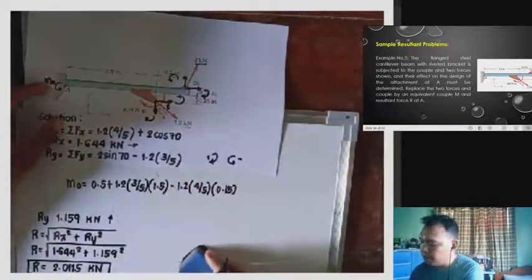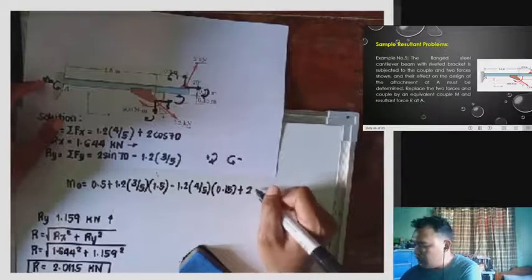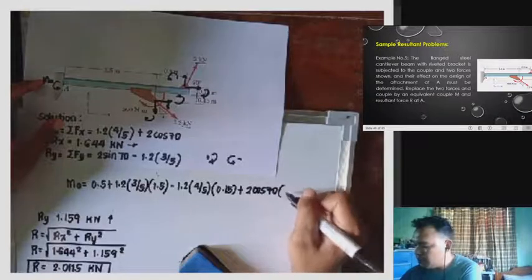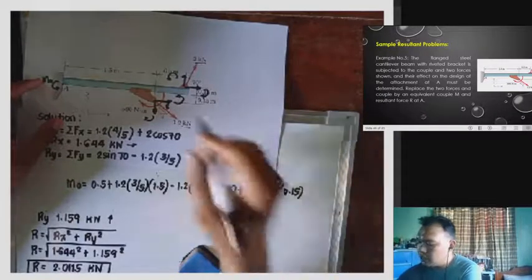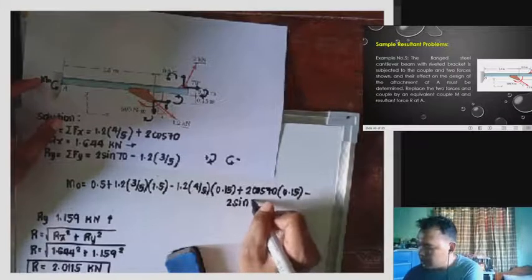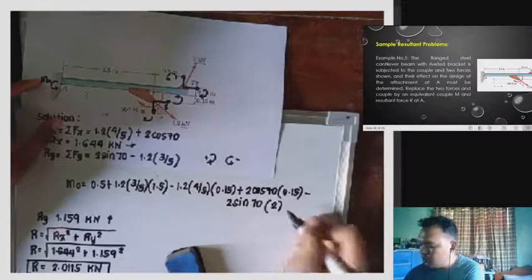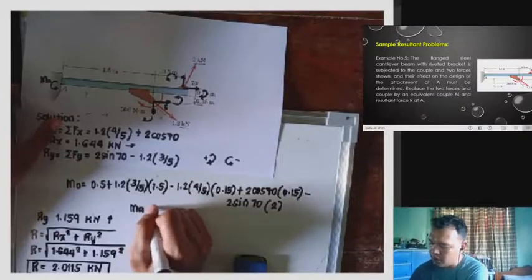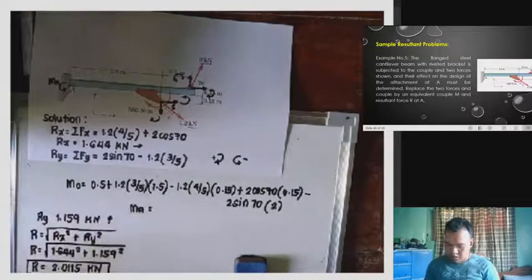Then, this one rotates clockwise, plus 2 cosine 70 times the perpendicular distance, which is 0.15. This one is counterclockwise again, minus 2 sine 70 times the perpendicular distance, which is 2 meters. Therefore, MA is given by 0.5 plus 1.2 times 3 over 5 times 1.5 minus 1.2 times 4 over 5 times 0.15 plus 2 cosine 70 multiplied by the perpendicular distance 0.15 minus 2 sine 70 times the perpendicular distance of 2.